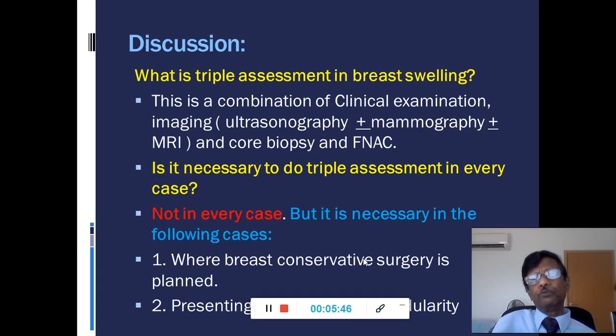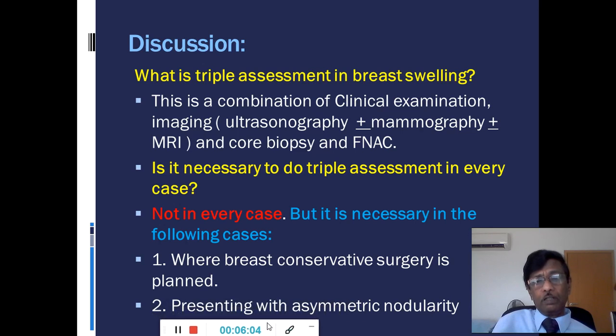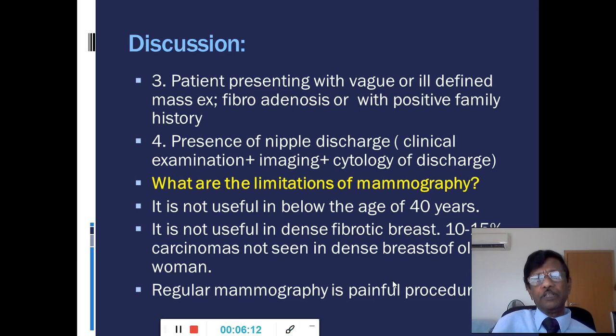Is it necessary to do triple assessment in every case? It is not necessary in every case, but it is necessary in the following cases: where breast conservative surgery is planned, a patient presenting with asymmetric nodularity of the breast tissue, a patient presenting with a vague and ill-defined mass, that is fibroadenosis, with a positive family history, and the presence of a nipple discharge.